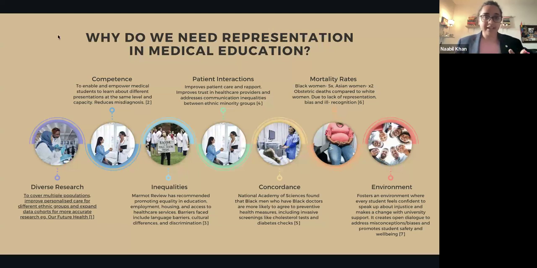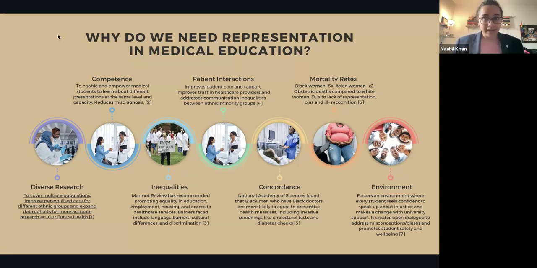Then we move on to mortality rates. This is something that's definitely a lot more pressing and very concerning as well when we're talking about patient care. Representation and a lack of representation results in the death of patients. And it's a fact that I think a lot of people find very hard to swallow, but it is something that we need to understand in order to push for this movement towards representation.